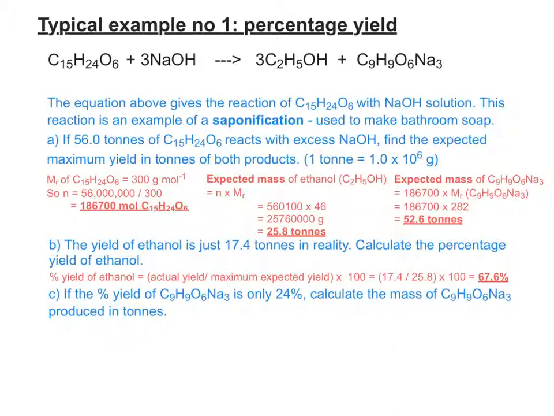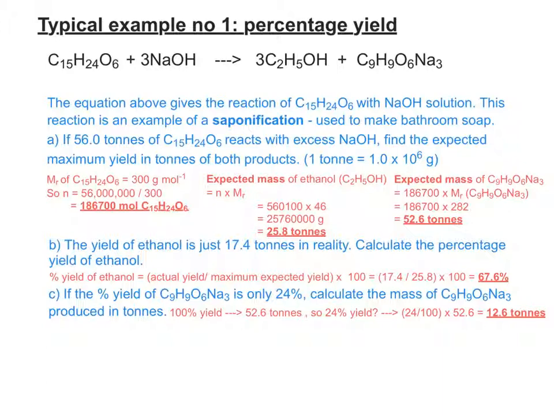So this one is a slightly different approach. It's just rearranging the percentage yield equation really. So if you get 24% yield, you need to convert that into tonnes. So what you need to do is consider what you'd get with 100% yield. Looking back at part A of the question, we've already worked that out. So 24% is 24 over 100, and then times that by the amount you'd get if you had 100%. So the total you'd get in this case would be 12.6.